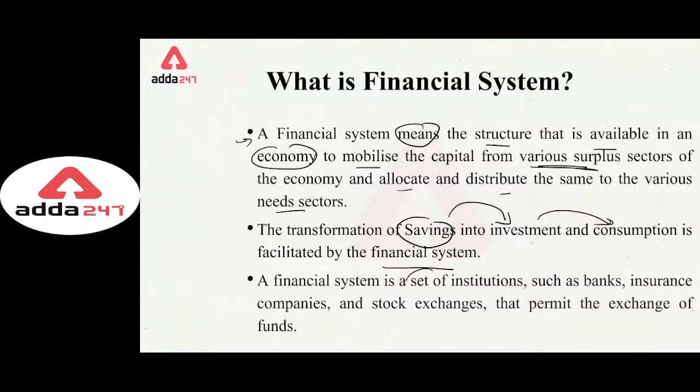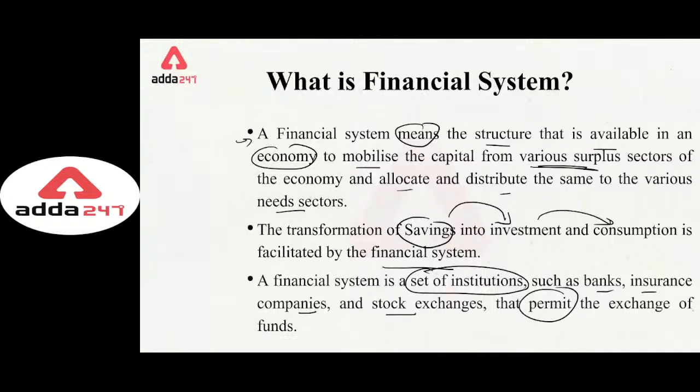Now a financial system is a set of institutions, such as banks, insurance companies, and stock exchanges, that permit the exchange of funds. It is obvious that in the financial system we do the exchange of funds. Now who is letting us do the exchange of funds? If I ask you for money, that give me 10,000, 20,000 rupees, and I will return it after 1 month, it is obvious you do not know me and you will not trust me. It may be possible that I take money from all of you and do not give it back. So there is a risk in giving money to any person.